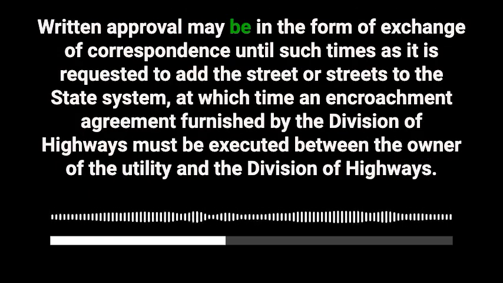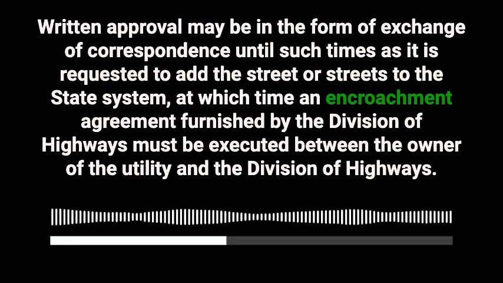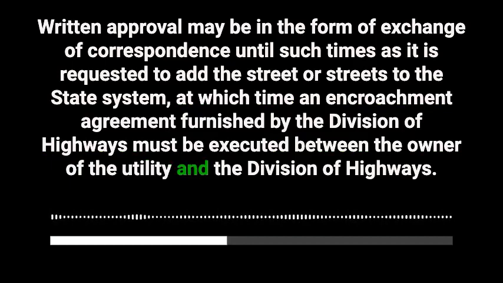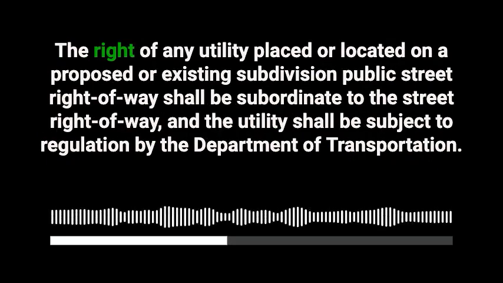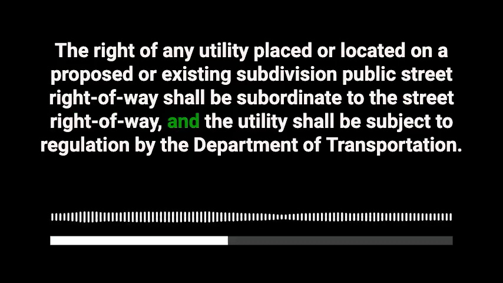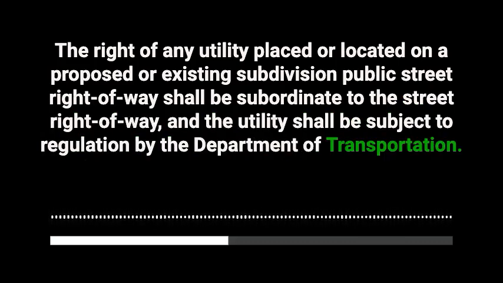Written approval may be in the form of exchange of correspondence until such time as it is requested to add the street or streets to the state system, at which time an encroachment agreement furnished by the Division of Highways must be executed between the owner of the utility and the Division of Highways. The right of any utility placed or located on a proposed or existing subdivision public street right-of-way shall be subordinate to the street right-of-way, and the utility shall be subject to regulation by the Department of Transportation.